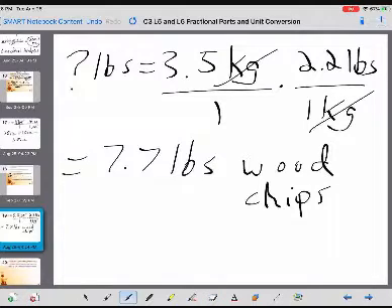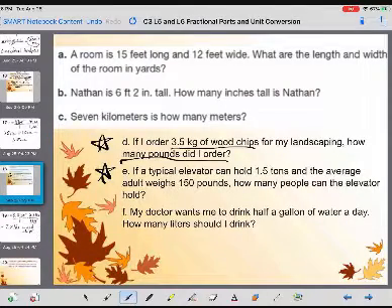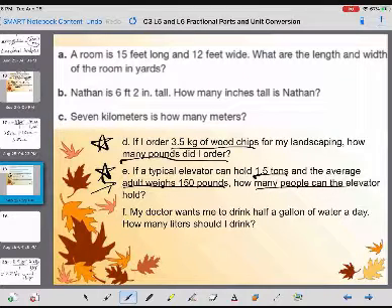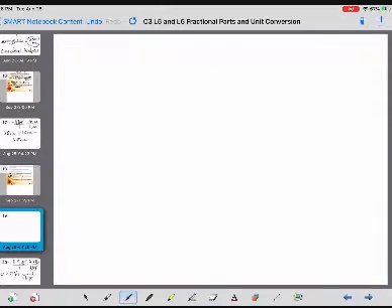Example E, I really like example E because I believe it shows the benefit of dimensional analysis, because we're doing not just 1 conversion but 2 conversions. It says, if a typical elevator can hold 1.5 tons and the average adult weighs 150 pounds, how many people can the elevator hold? Or how many adults? So I'm going to write question mark adults equals a 1.5 ton elevator. I'm just going to write T for tons.